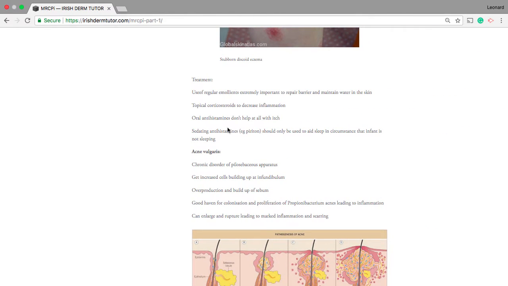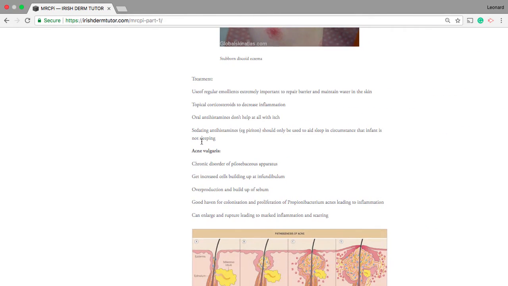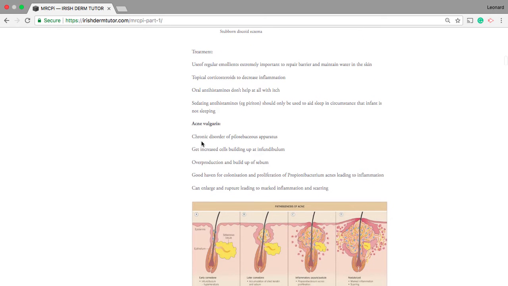Acne vulgaris is another very common condition that we see in dermatology, and is a chronic disorder of the pilosebaceous apparatus, and this basically means the hair follicle and the sebaceous gland. Now, the infundibulum is the part of the follicle extending from the epidermis down to the opening of the sebaceous duct. And you can get hyperkeratinization in this area. This basically means dead keratin cells don't slough off as easily, and you can get a buildup in this area.